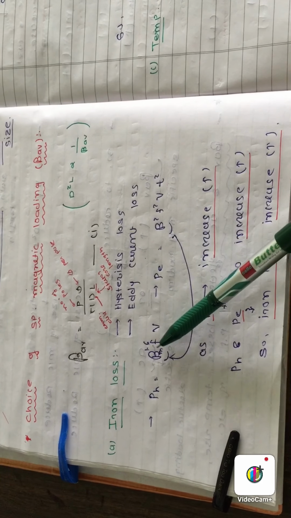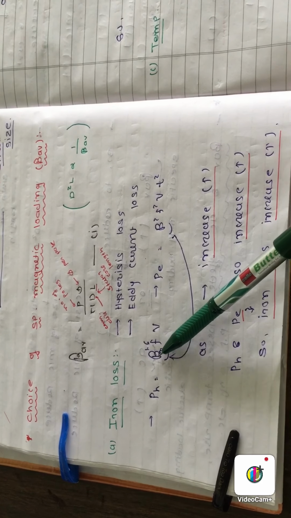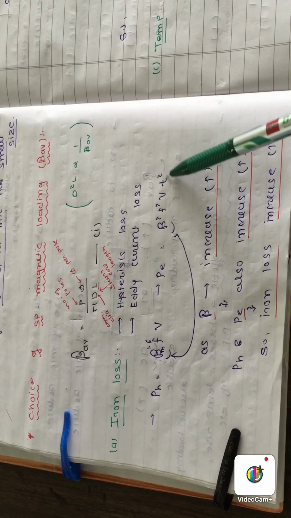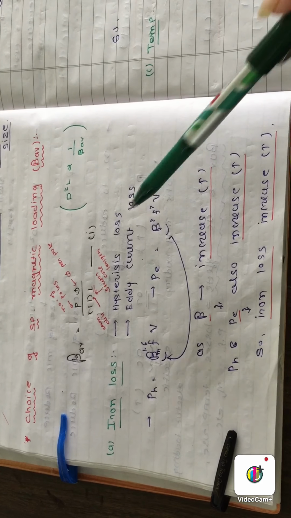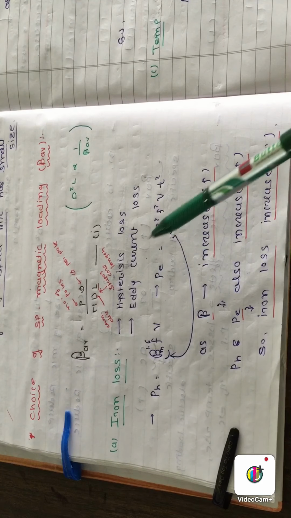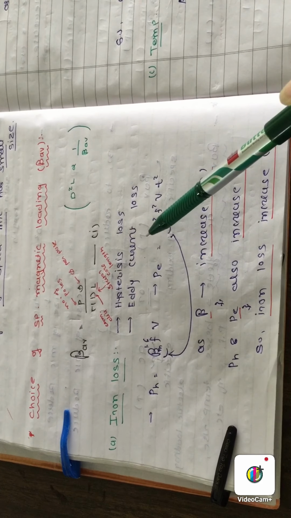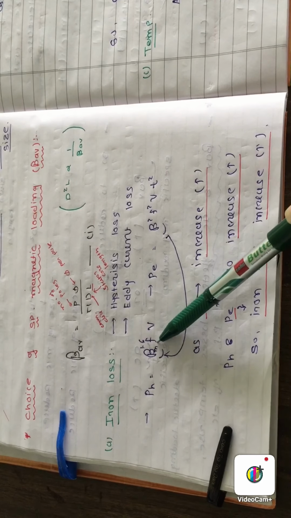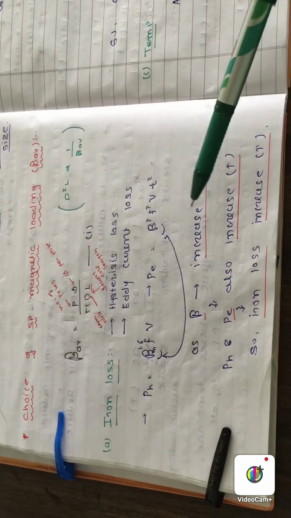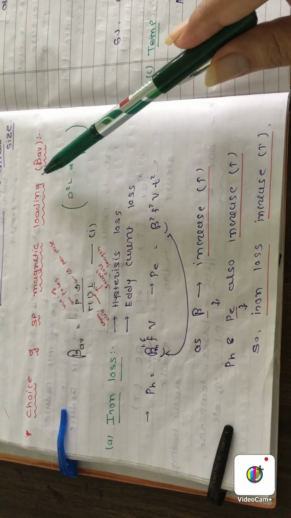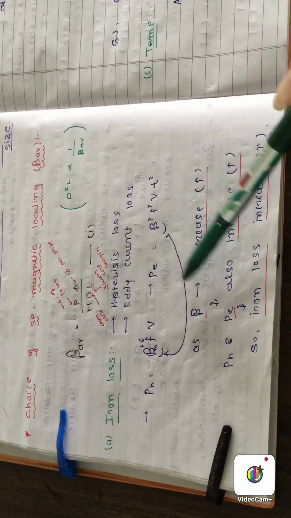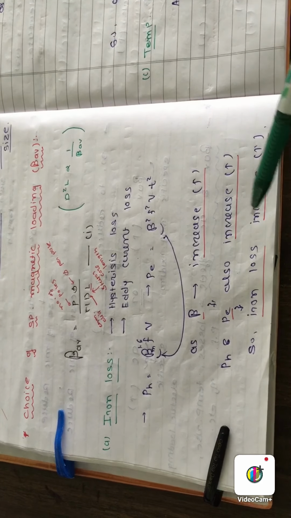Here in both equations, B represents the flux density in the core, F represents the frequency, V represents the volume, and T represents the thickness of lamination. So from both equations you can see that PH and PE both depend on the flux density B. PH is proportional to BM to the power 1.6 and PE is proportional to B square. So with an increment in B, meaning specific magnetic loading, PH and PE will also increase. That's why iron losses will increase.